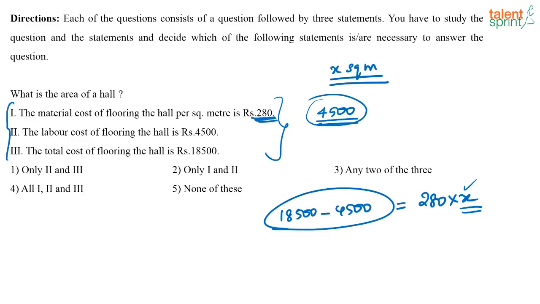So the correct answer here will be option 4, all 1, 2 and 3. I hope it is clear. The labor cost is given and the total cost is given. If I subtract the labor cost from the total cost, I will get the cost for the materials. Now, I know the total cost for the materials, and I know the cost per square meter of material is 280. So how many square meters are there? You can directly find that out. So all these three are required to arrive at the answer. Option 4.